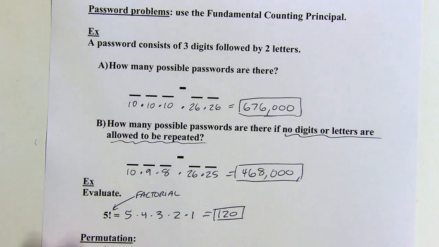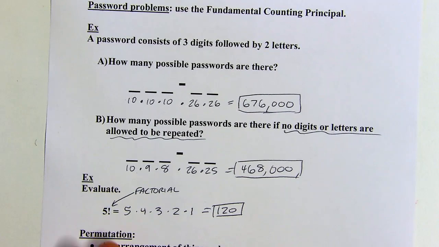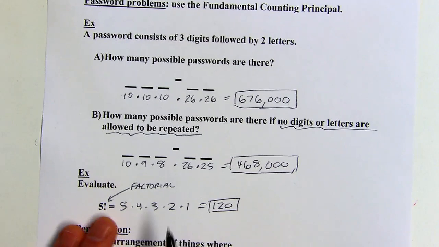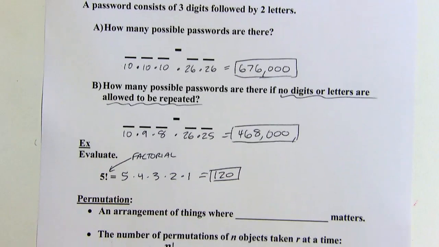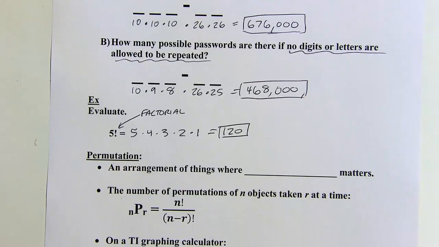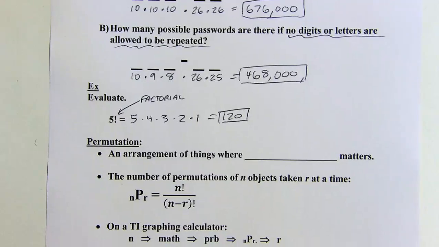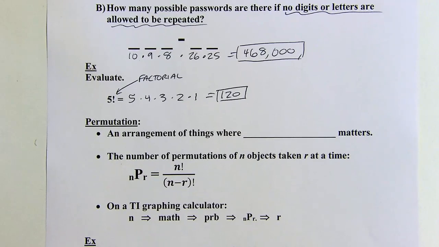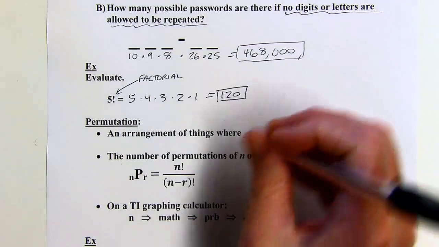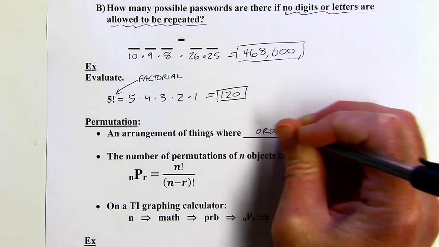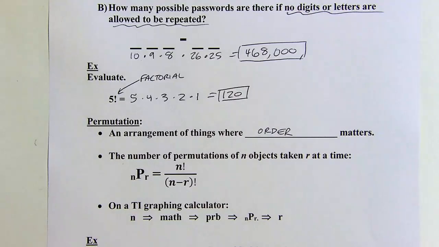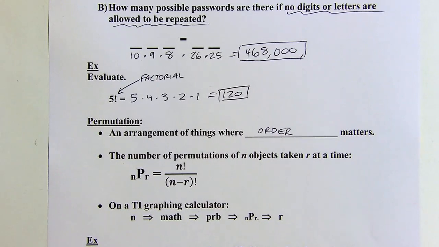Okay. And I'm going to do the problems on the rest of this with a calculator mostly, but if you want to do them without a calculator, you really have to understand what factorial is. Okay? All right, so let's look at a permutation first. So a permutation is an arrangement of things where order matters. And that'll be easier for me to explain when we get into some examples. But first, let me just talk about the formula.